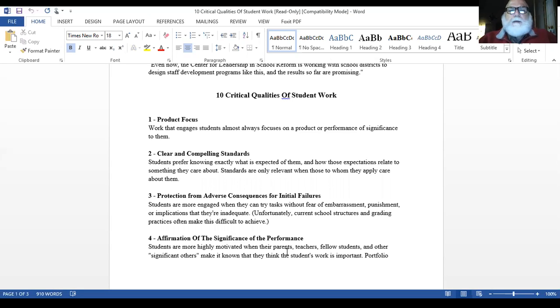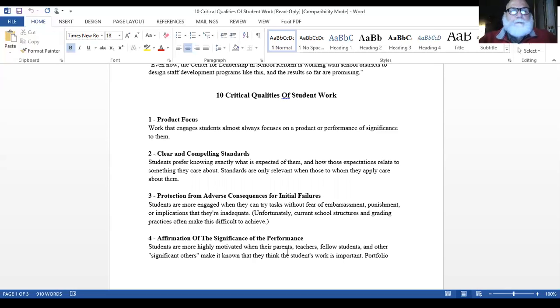Protection from adverse consequences for initial failures. Just like with you folks, you're allowed to submit your work for comments to begin with and allowed to revise it. And even once you submit it for evaluation, it can still be sent back for revision without punishment.